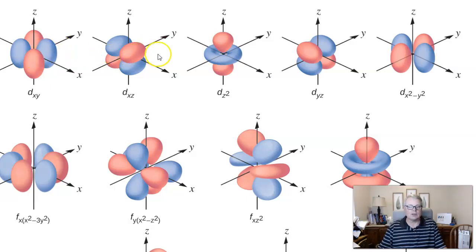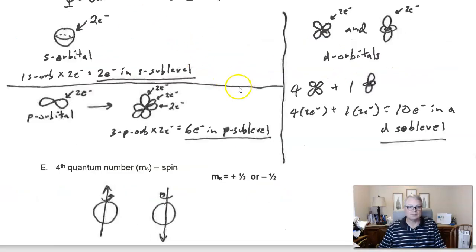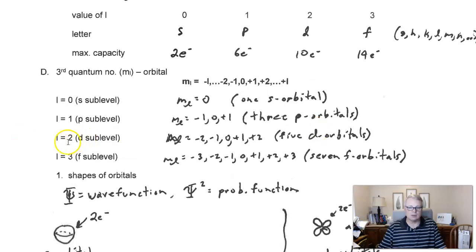There are 1, 2, 3, 4, 5 d orbitals in a d orbital system. Each one holds 2 electrons. So these 4 that hold 2 electrons, there's 4 of those. That's 8. One of them shaped like this. That's 2 more. 10 electrons in a d sublevel. See? When L is equal to 2, what are the allowed values for M sub L? -2, -1, 0, 1, and 2. 1, 2, 3, 4, 5 d orbitals in a d orbital system.